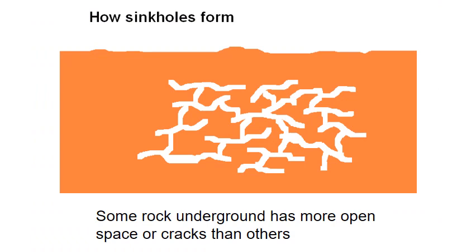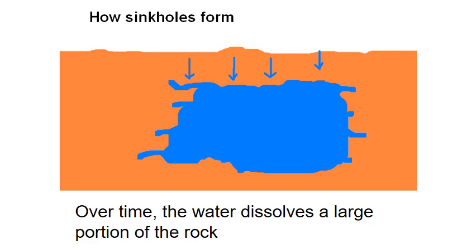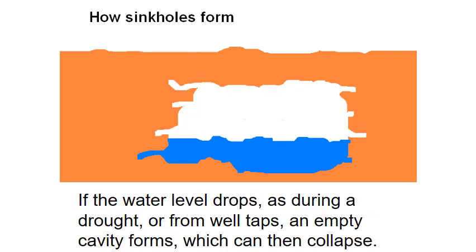Here's how they happen. So we know the rock underground's got open spaces, and it rains, and water gets into those cracks. Well, the water's going to eat away at the rock. So eventually you wind up with a big open space, just like we get when we have a cave. But if the water level goes down, like they're taking groundwater out from wells, or we just have a drought, or it's just a natural lowering of the water table, then we have this empty cavity. We got open space here.